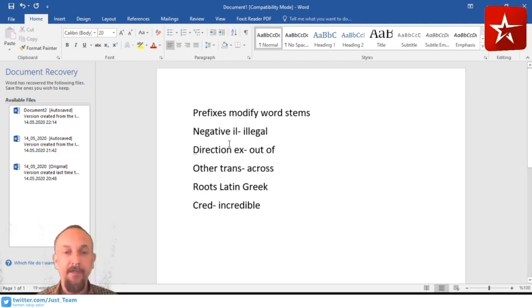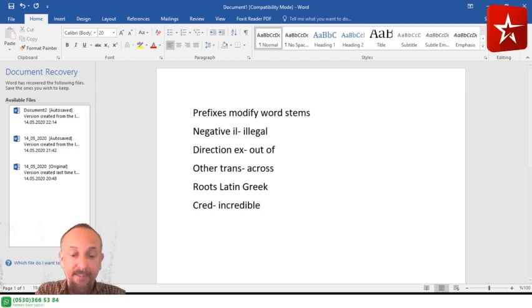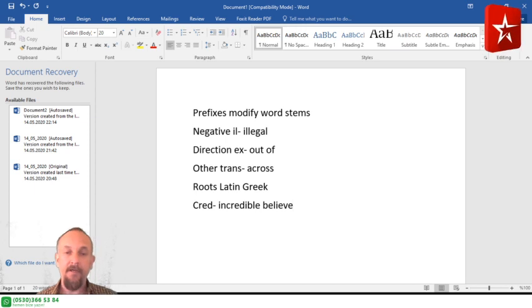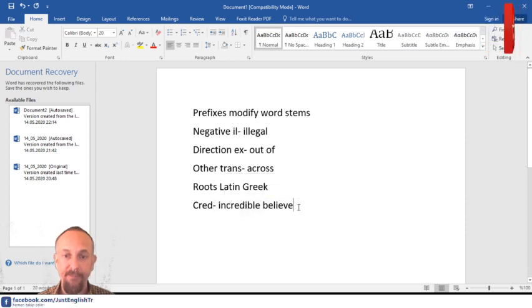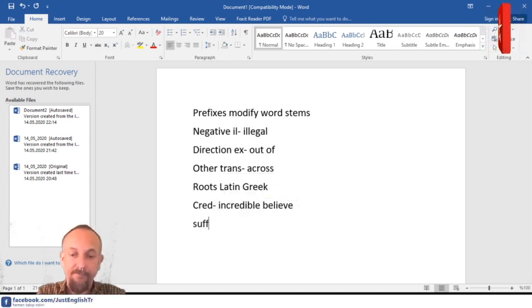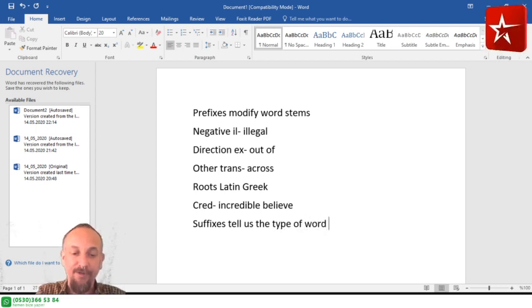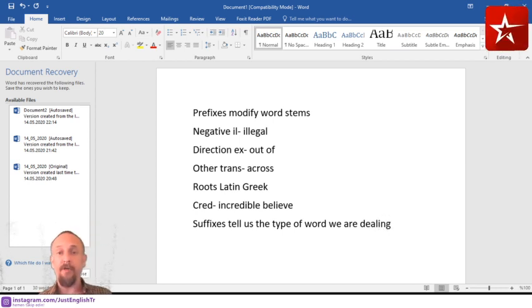So we saw that cred means believe. And we saw that in the word incredible. And of course, in had a negative meaning, so something which can't be believed. And then we looked at suffixes. And suffixes basically tell us the type of word we are dealing with, whether that word is a noun, an adjective, a verb, or an adverb. So that's what we've done so far.